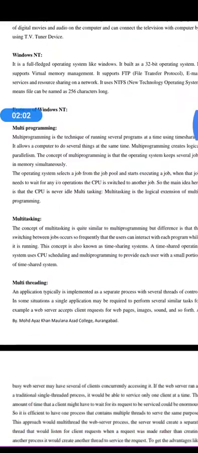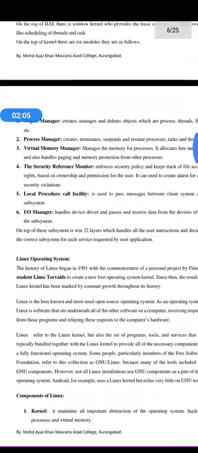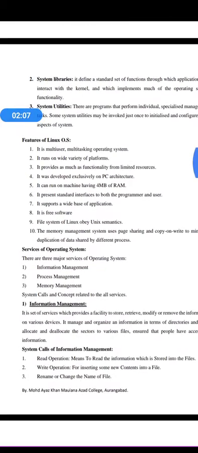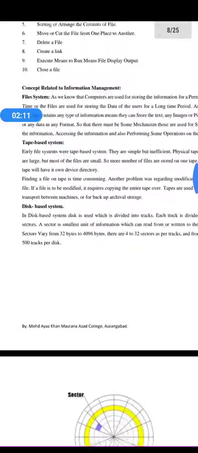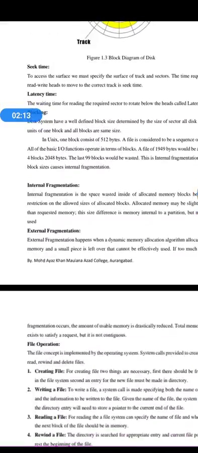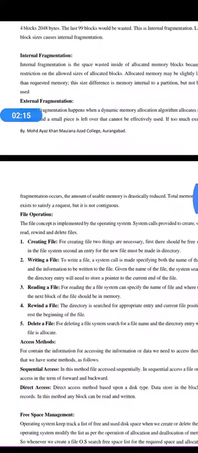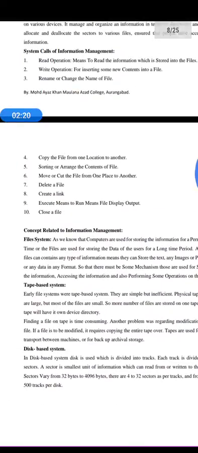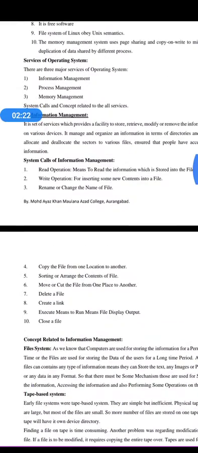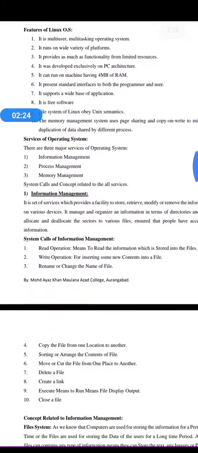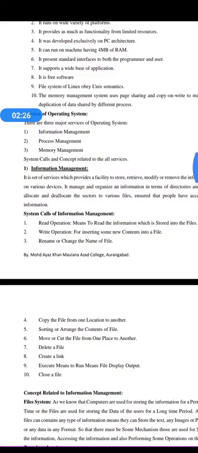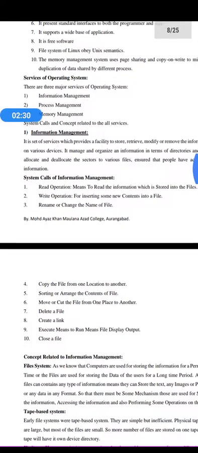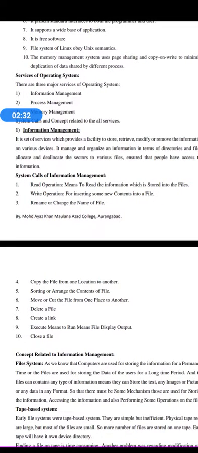Basically, we divide the operating system into three departments. We can say that the area of working of the operating system, or the services provided by it, is divided into three types. First is information management, which is related to file and file handling functions. So this department relates to different file operations, or file related operations, like the read operation.